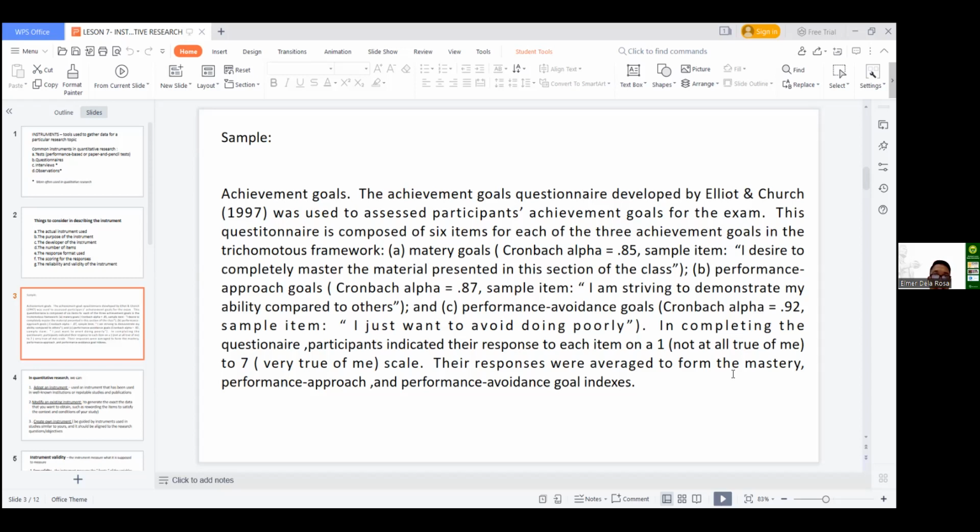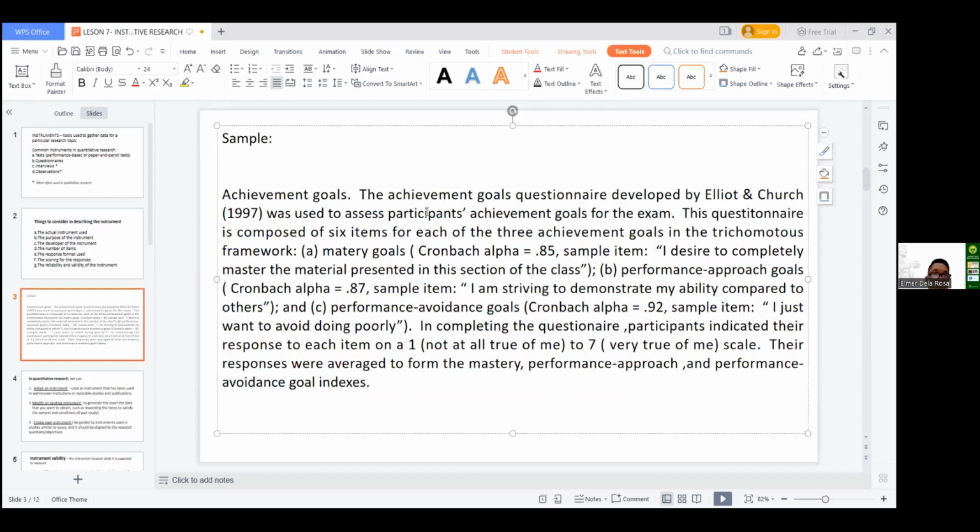Was used to assess participants' achievement goals for the exam. Parang wrong grammar. So, naka-state ano yung purpose. So, yung actual instrument, yung purpose, at saka yung developer in a single sentence ay naka-describe na agad. This questionnaire is composed of 6 items for each of the 3 achievement goals. Mastery goals. The Cronbach alpha is 0.85. Sample item is, ayan, pati sample item naglagay.